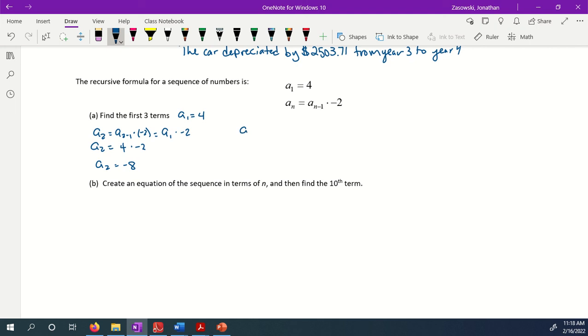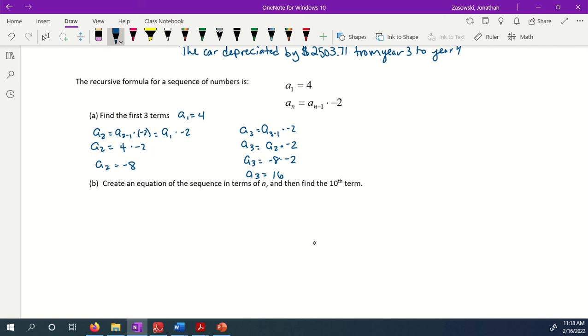Okay, the third term is going to be a sub 3 minus 1 times negative 2. And remember, 3 minus 1 is just a2. It's the term before it. Okay, so a3 equals a2 times negative 2. So a3 is negative 8 times negative 2, and a3 is equal to positive 16.